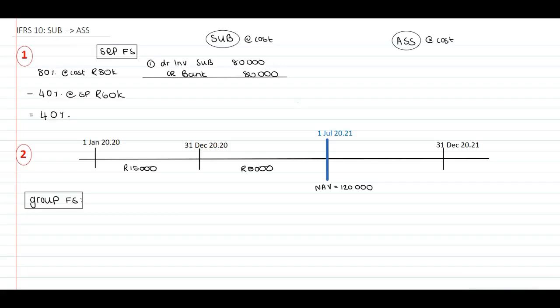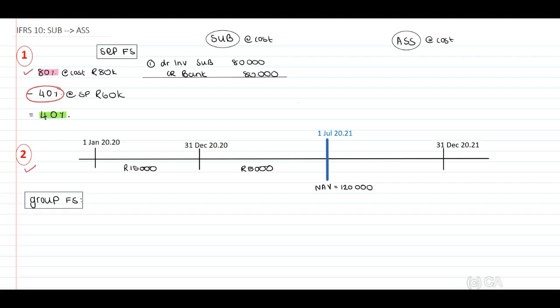Step 1. We have identified that we have 80% in entity B, which is a subsidiary, and they've sold 40% at 60,000 and now have 40%. Loss of control, therefore IFRS 10 B98. Let's move on to our timeline.